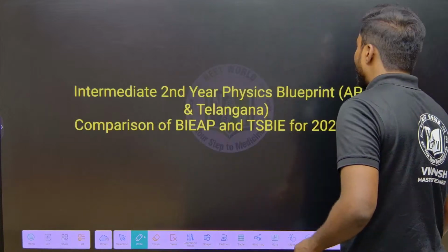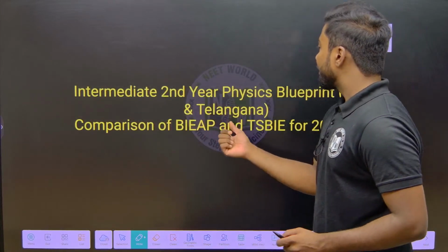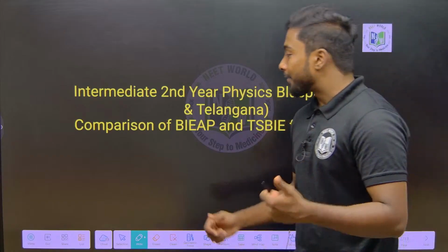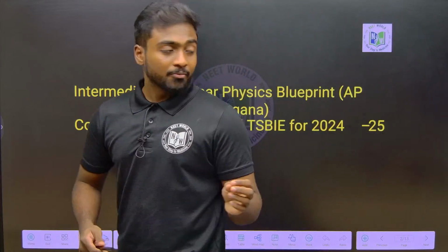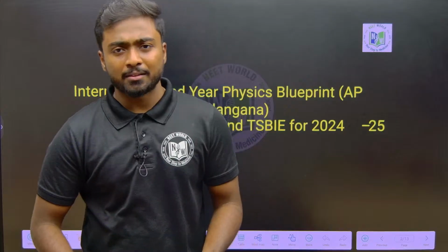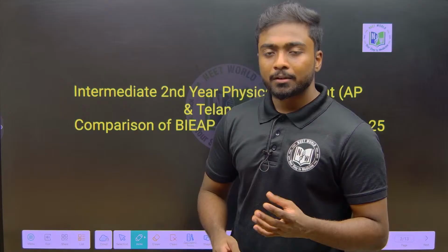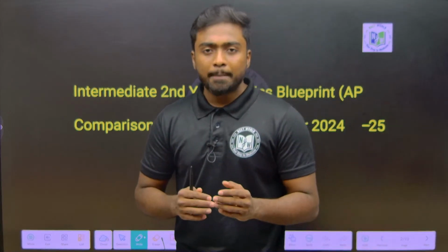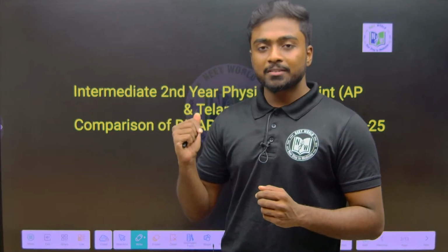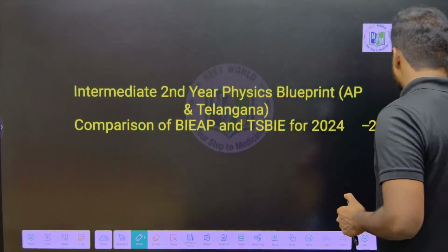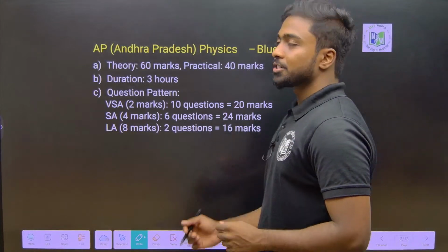First thing we are going to see is the intermediate second year physics blueprint for AP and Telangana, and this is for both MPC and BIPC. The physics paper will obviously be the same for both BIPC and MPC students. Compared to the competitive examinations like NEET and JEE Mains, the level of difficulty will be different, but from the IPE point of view, it will be the same paper.